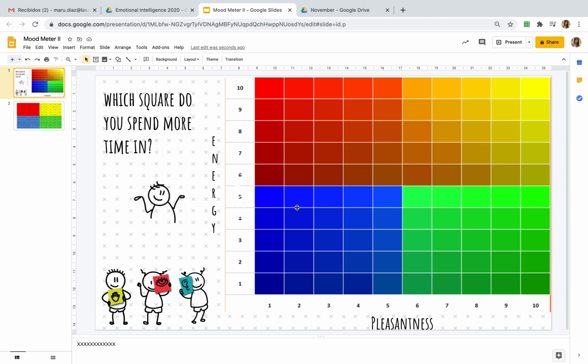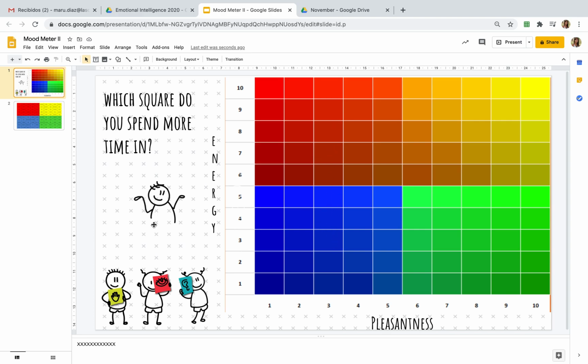Remember that here we are taking into account two things. First of all, the energy. These two squares talk about a higher level of energy, and these two talk about a lower level of energy. But again, things can be pleasant, nice, these two squares, or not so nice and pleasant. That would be these two.